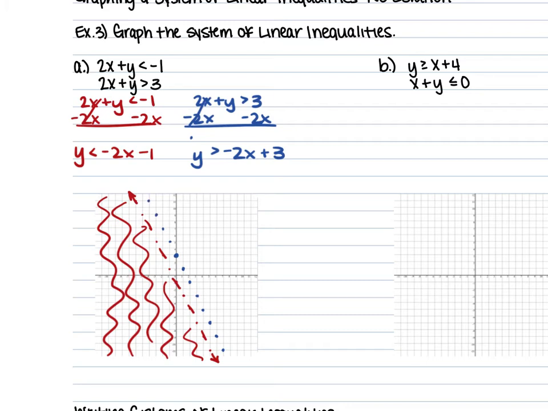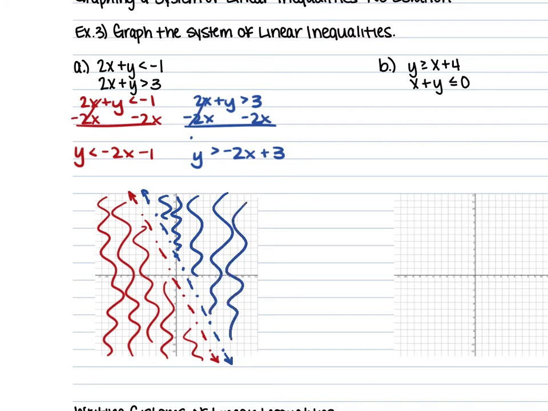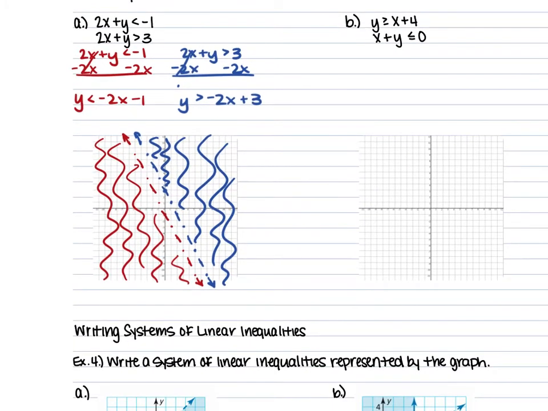And then again, I'm going to draw a dashed line through these points. And I'm going to shade the y values that are above this line, so all of this area. Now you'll see here that these two shadings don't overlap. So when that happens, then you have something like no solution.